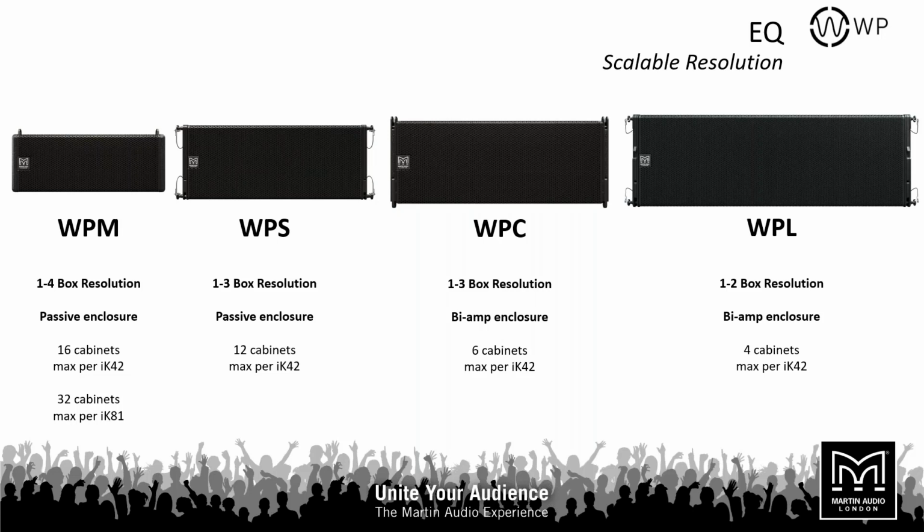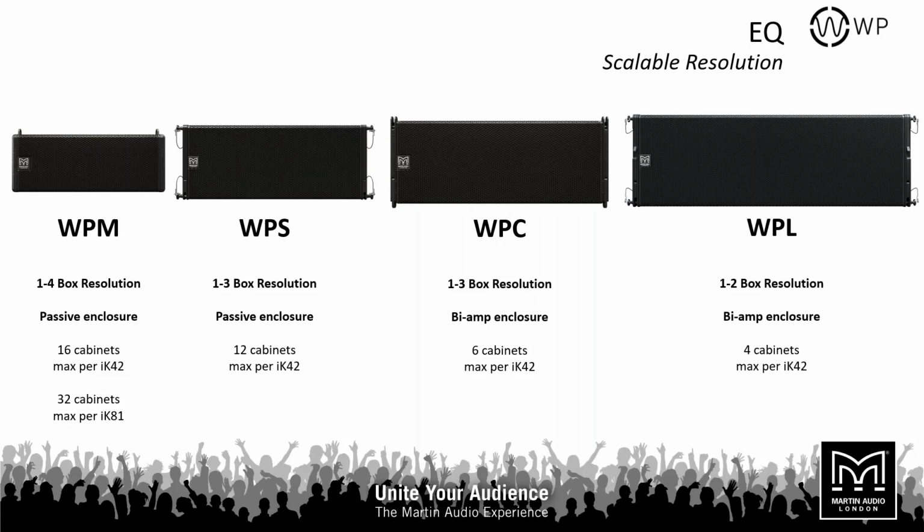Now moving up, we can have a look at WPS. The WPS is again a passive enclosure and can be run in 1 to 3-box resolution, so we can maximize 12 cabinets per 42 here. Moving up to the bigger brother again, it's WPC, which is a bi-amp enclosure. Again, it can be 1 to 3-box resolution, so of course double the amp channels per cabinet, half the available amp channels per amplifier, so we're limited to 6.